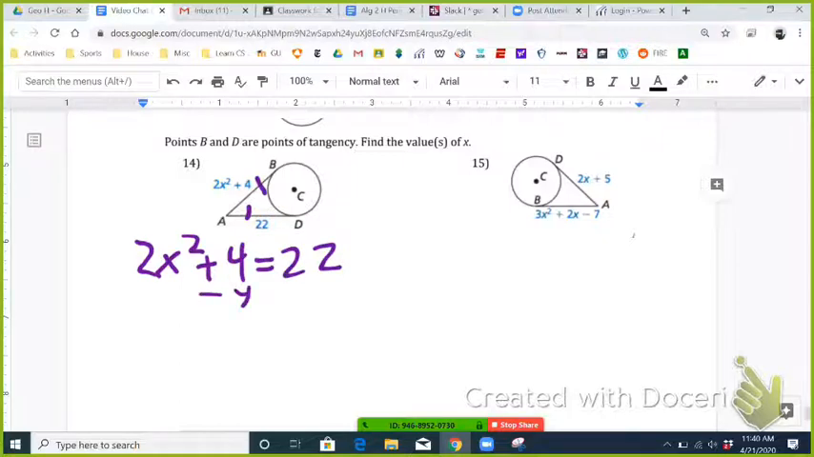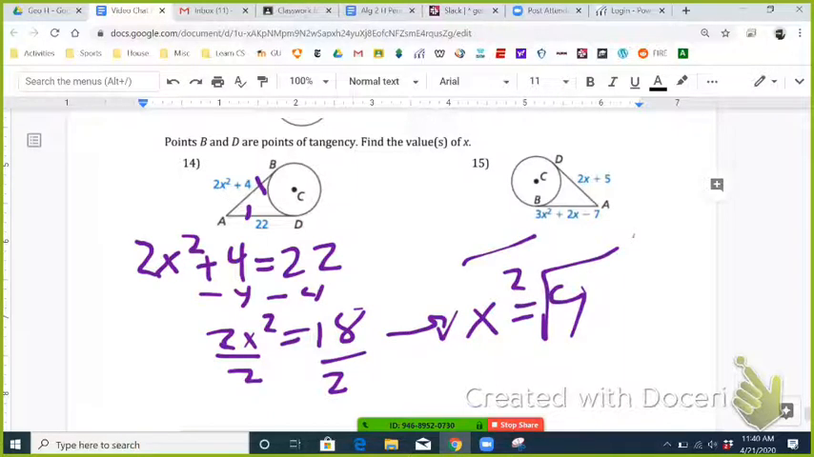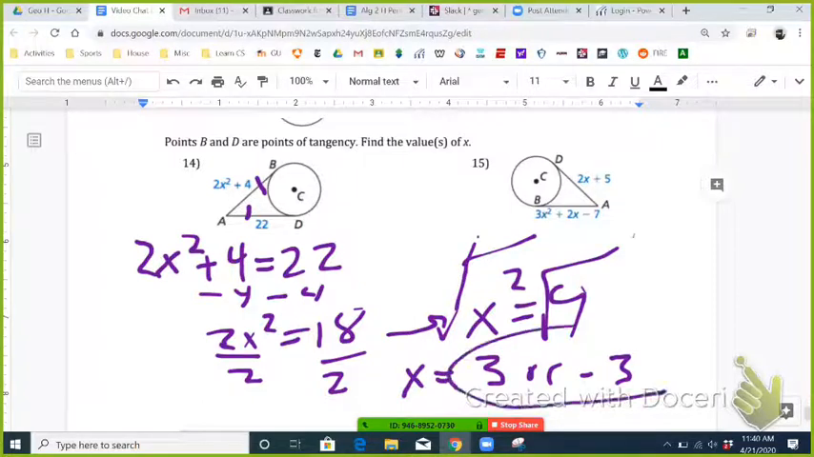So I'm going to subtract 4 on both sides, and I get 2x squared equals 18. Okay, then I could divide both sides by 2, and I get x squared is equal to 9. Now when you take the square root, since x is just a value, it could be 3 or negative 3. Because if you square 3, you get 9, or if you square negative 3, you also get 9. So both of these numbers work.